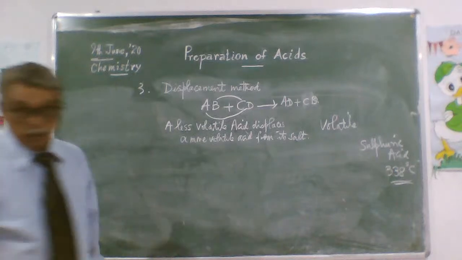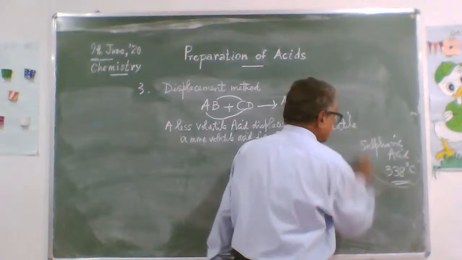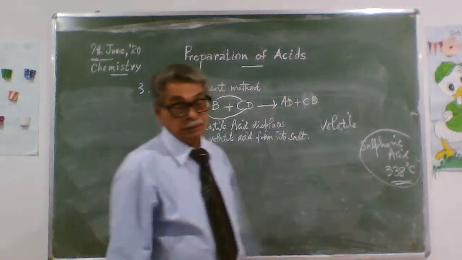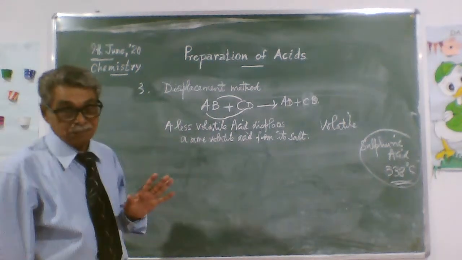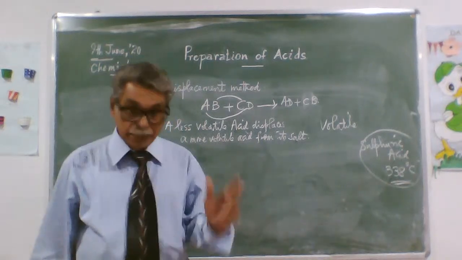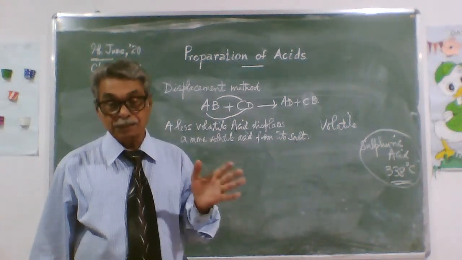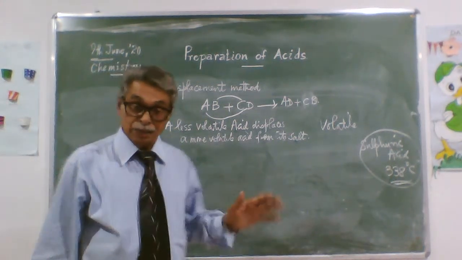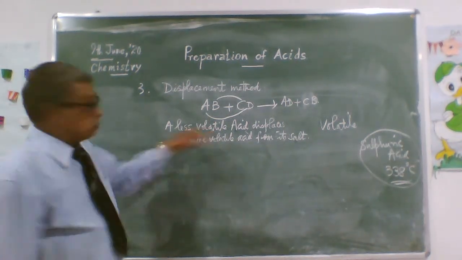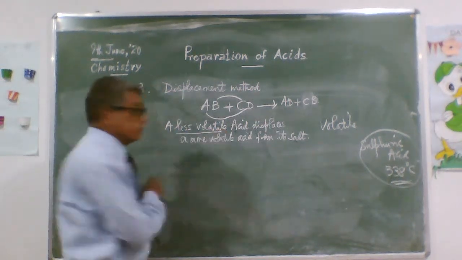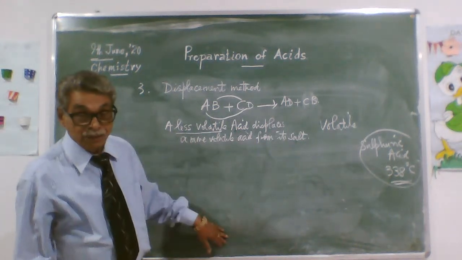Now, the less volatile acid we are taking in all cases is sulfuric acid, because its boiling point is very high. Now, more volatile acids, most other acids are more volatile. For example, hydrochloric acid, nitric acid, carbonic acid, acetic acid, oxalic acid, all other acids are more volatile than sulfuric acid. So, sulfuric acid is a less volatile acid. It can send out a more volatile acid from its salt.